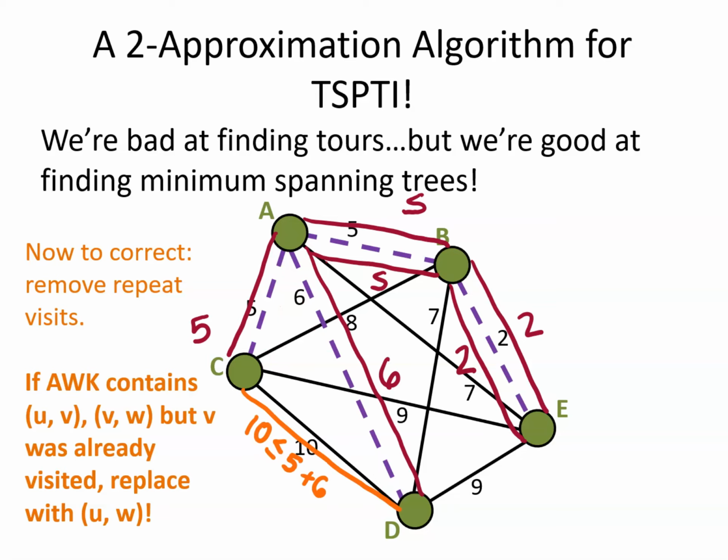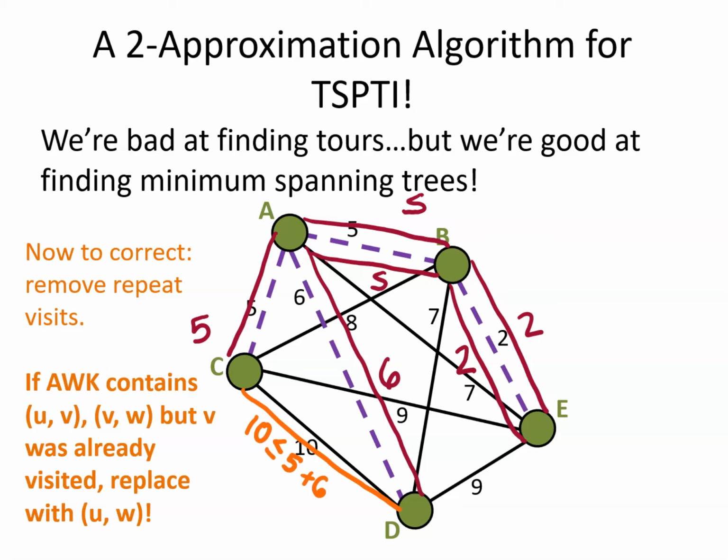We'll note that here we're going to replace the edges from C to A and from A to D with one edge from C to D, and this is where the triangle inequality comes in. We know that the distance 10 from C to D must be less than or equal to the distances that were originally present because of the triangle inequality. That's 5 plus 6 in this case. So we haven't increased the cost of our tour at all by making this replacement. We continue to repeat this process.